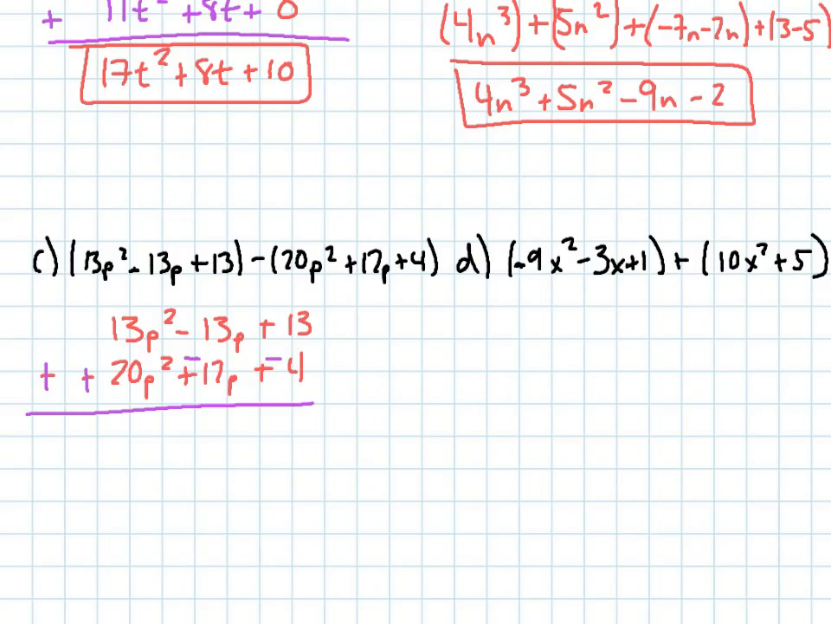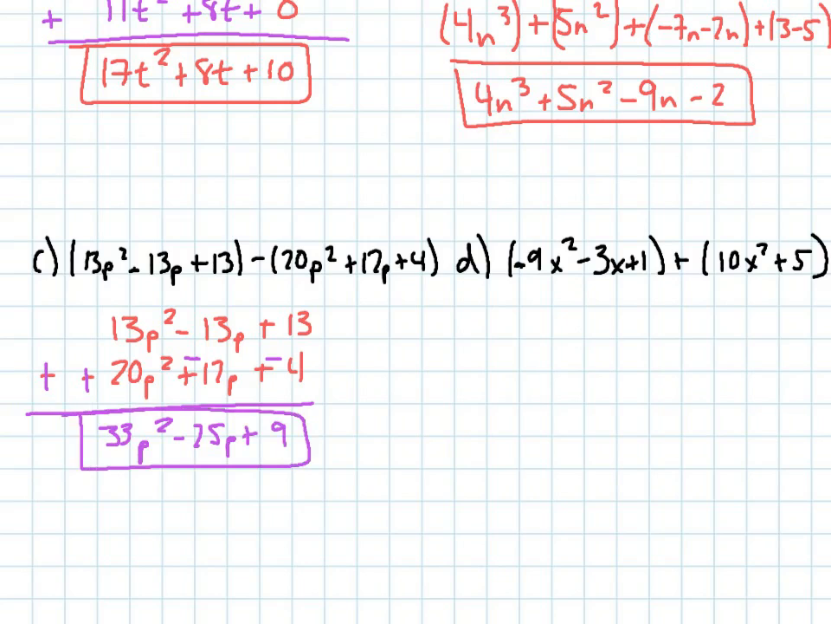Okay, so now I want to combine my like terms. So 13p squared plus 20p squared is going to be 33p squared. Negative 13p plus a negative 12p is negative 25p. And 13 plus a negative 4 is a positive 9. Okay, so that would be my final answer.